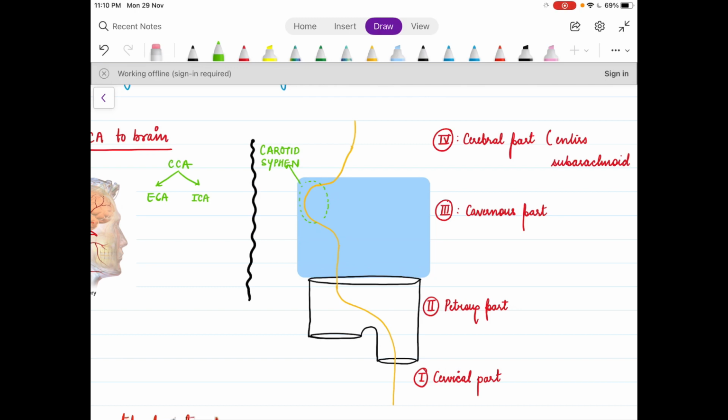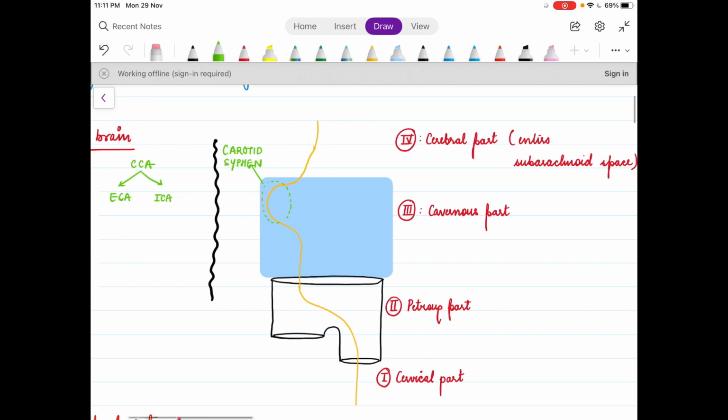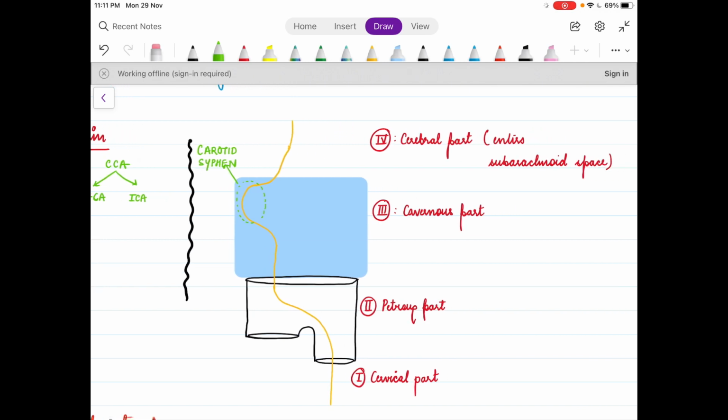The third part is the cavernous part, which travels inside the cavernous sinus. Here the carotid artery takes a turn, referred to as the carotid siphon. Here it gives rise to a number of branches, for example the hypophyseal branch, the meningeal branch, the dural branch, etc. The fourth part is the cerebral part, which enters after piercing the arachnoid mater into the subarachnoid space to give rise to some branches.